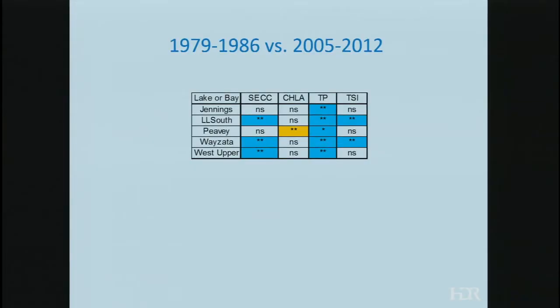Again, PV is kind of an animal to itself. It's just this weird little small lake pocket that's really deep and has a lot of salt in the bottom. It's very, very weird.